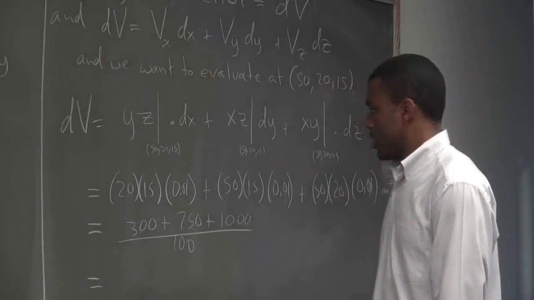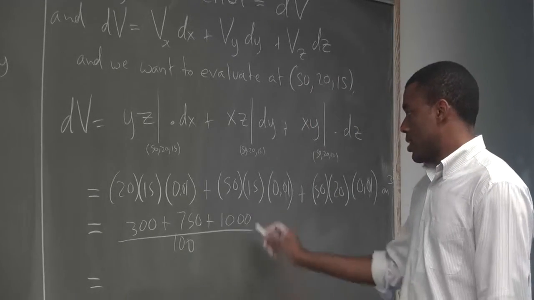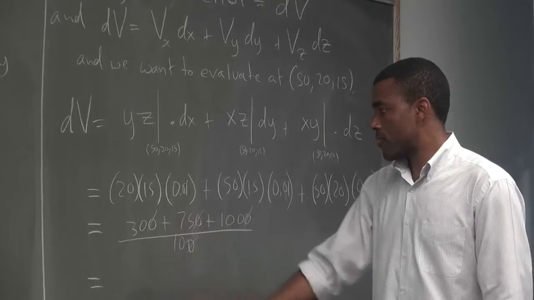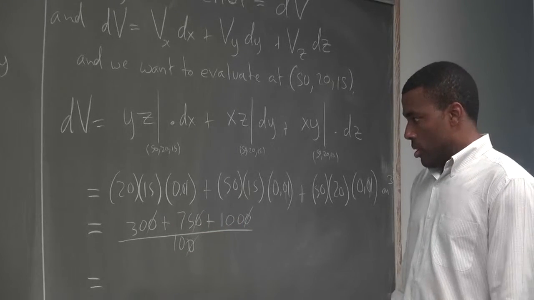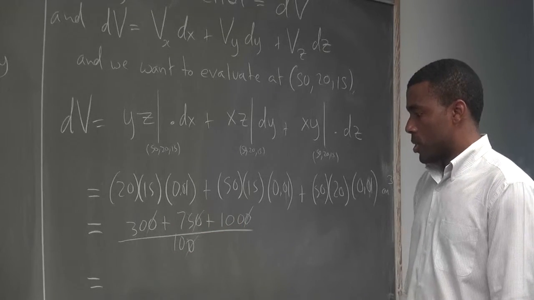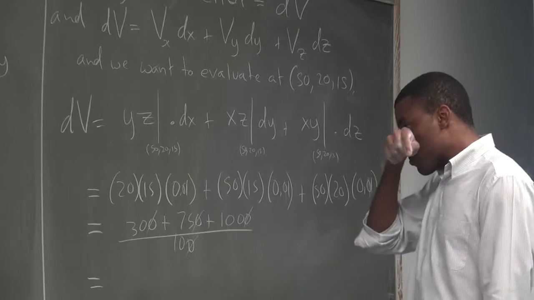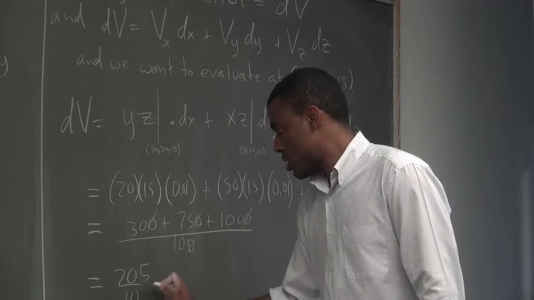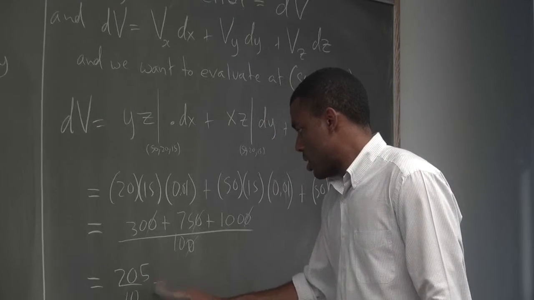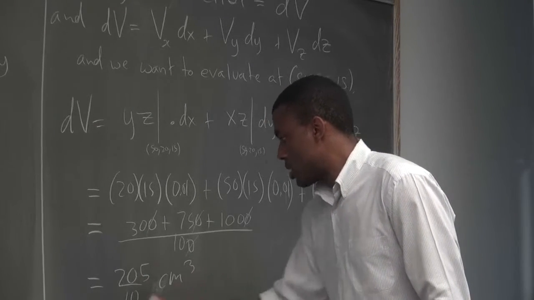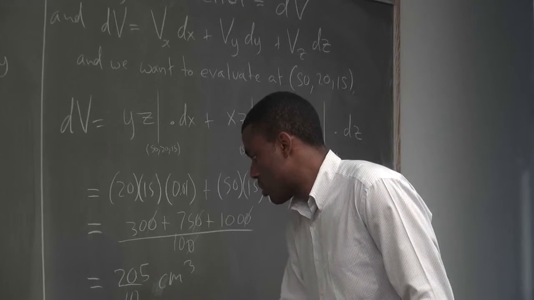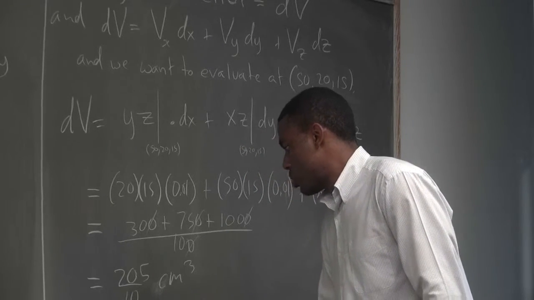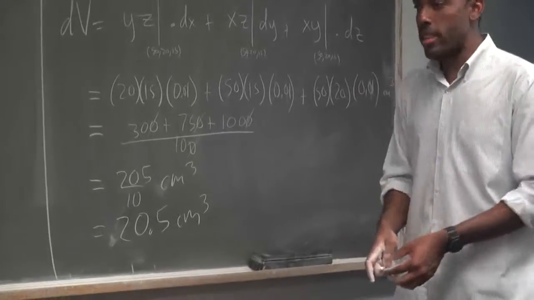So you can kill these guys. That made it easier. So that would be what? 205. 205 over 10. So it's 20 point, and that's centimeters cubed, and so this is 20.5 cubic centimeters. You can be off by that much volume.